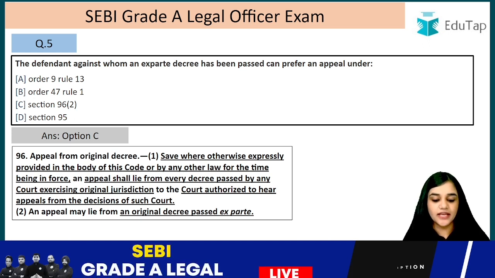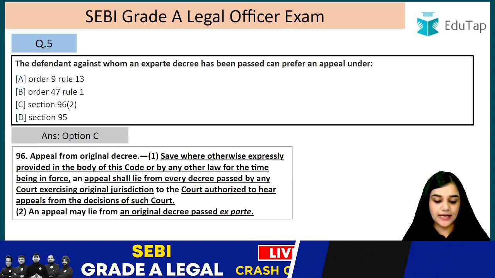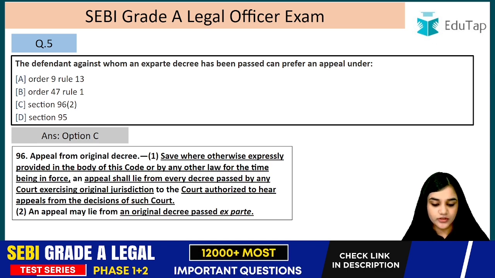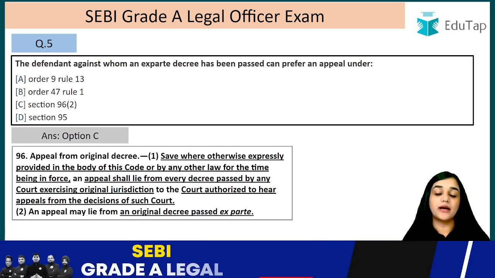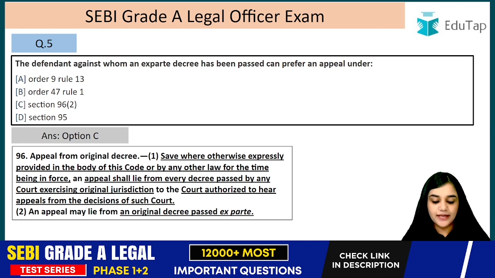So let's read it again. Save where otherwise expressly provided in the body of this code or by any other law for the time being in force, an appeal shall lie from every decree passed by any court exercising original jurisdiction to the court authorized to hear appeals from the decisions of such court. Subsection 2, an appeal may lie from an original decree passed ex parte. So if a decree has been passed ex parte, that is without the defendant, then also such a decree is appealable, right?